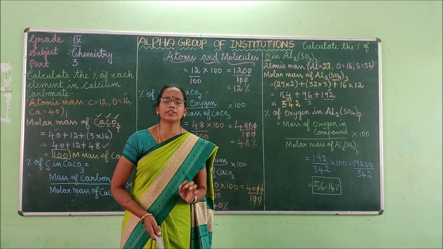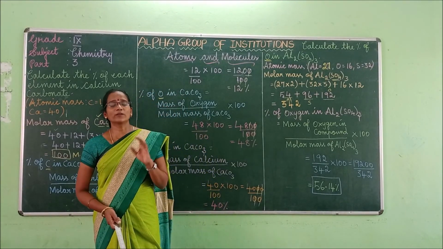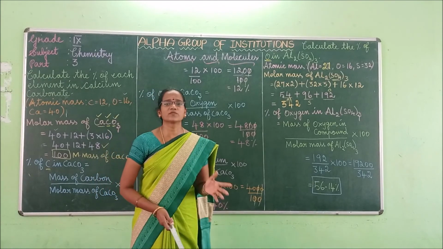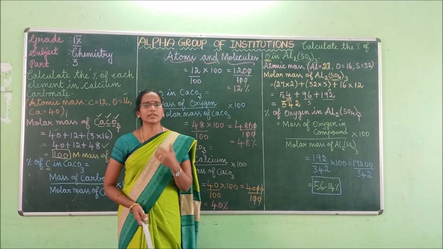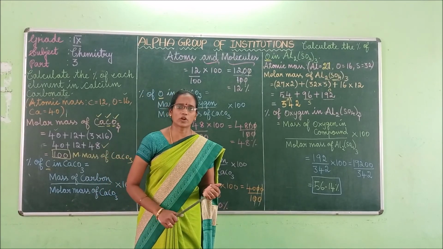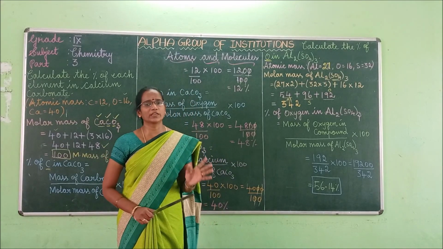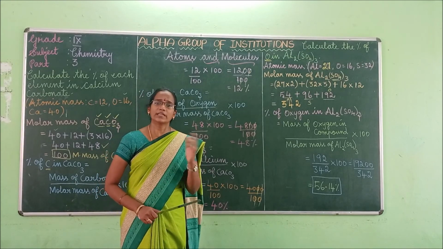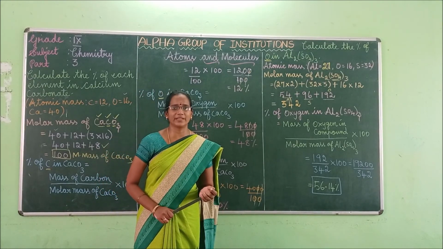So read the question twice, then only you can get an idea. Okay, what are the things we have to find out? Like that, you have to find out. The main thing is you should know the atomic mass. For a few questions, the atomic mass will be given to you. The remaining things you have to learn, right?